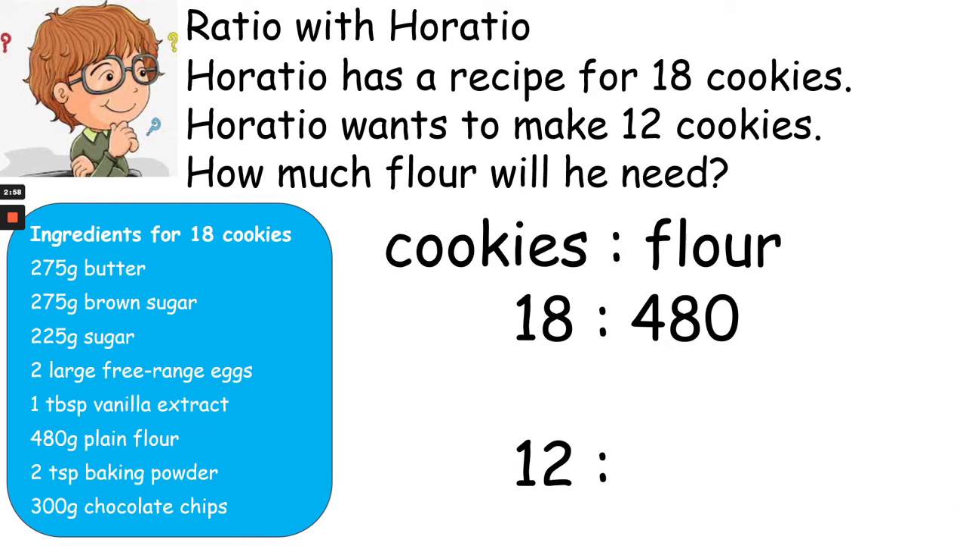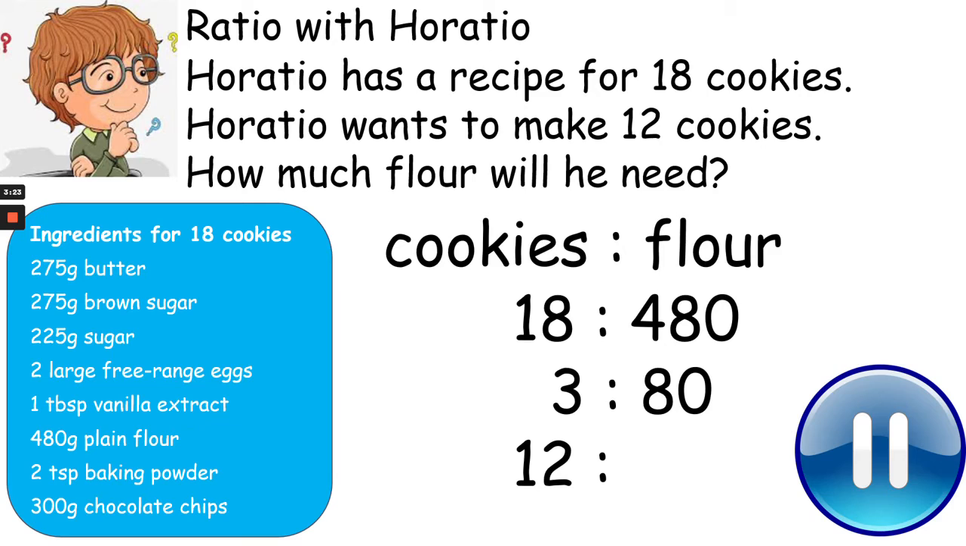All right, let's have a look. Now I can see that 18 and 480 have a common factor of 6. I'm going to divide them both by 6 to give me 3 to 80. So if Horatio wanted to make 3 cookies, he'd need 80 grams of flour. Now I can easily get from 3 to 12. So pause your video and have a go.